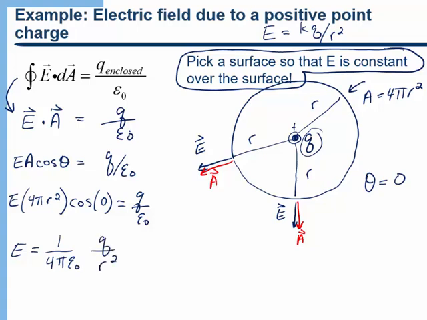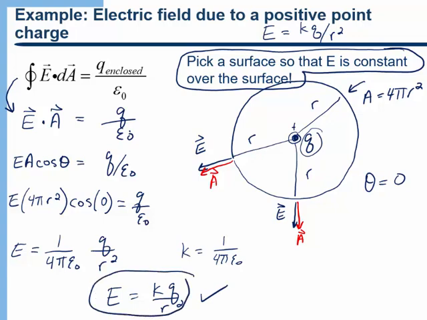Remember that 1 over 4 pi epsilon naught is just the definition of our other constant k. So since k is 1 over 4 pi epsilon naught, the electric field of my point charge is kq over r squared. And that's good because, of course, we knew that was the answer from previous material we've covered. But that's how we use Gauss's law to solve a problem.